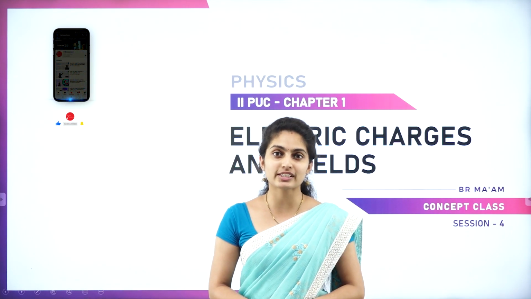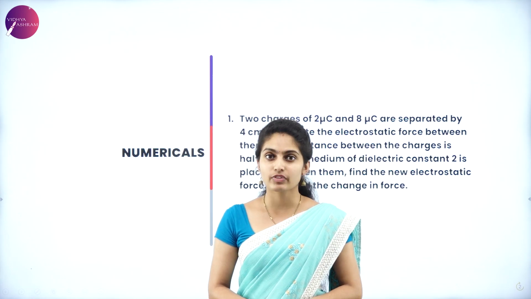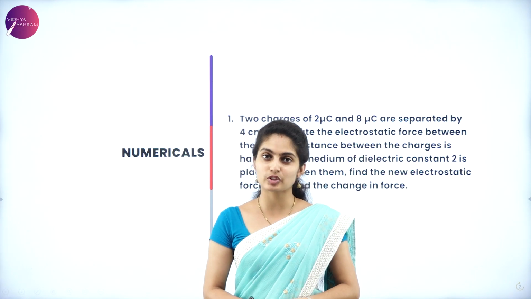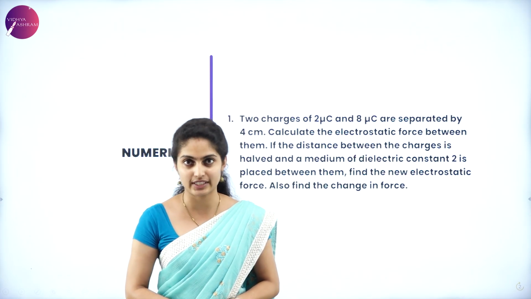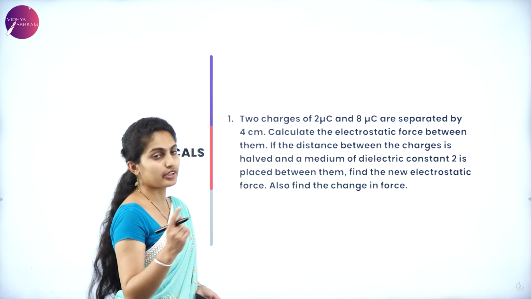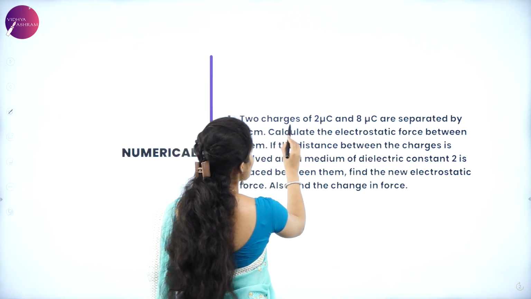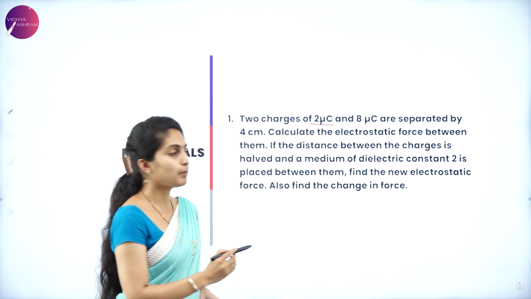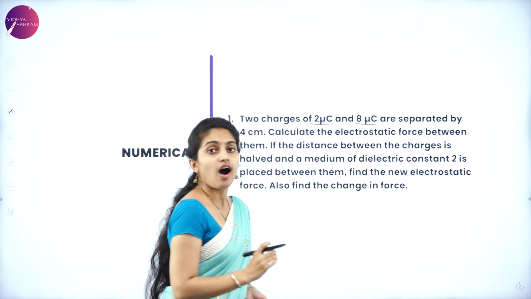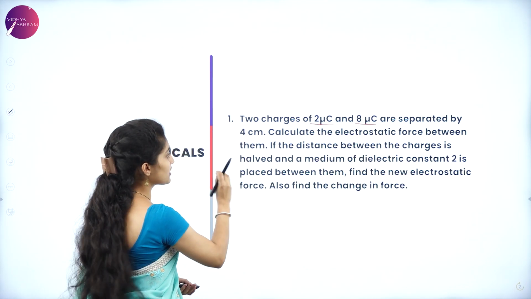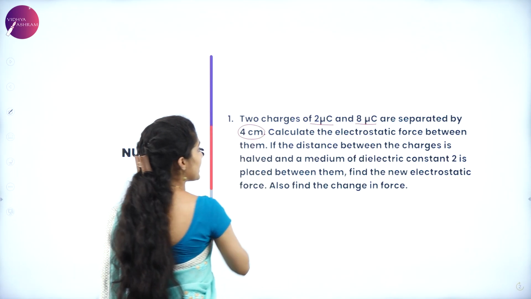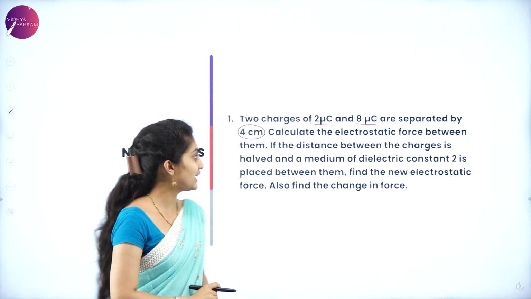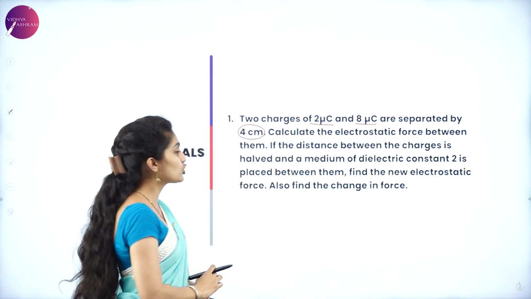So here in today's class, let us deal with some sums which are very important from the exam point of view, and from this chapter there are numericals which we'll have to study. So the first numerical of this chapter, what is it? Two charges of 2 microcoulomb and 8 microcoulomb are separated by a certain distance of 4 centimeters. So what are we supposed to do? We have to calculate the electrostatic force between them.